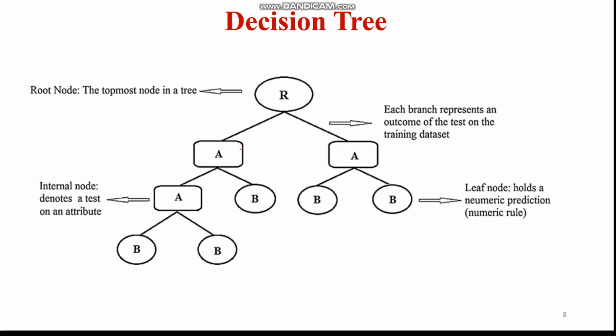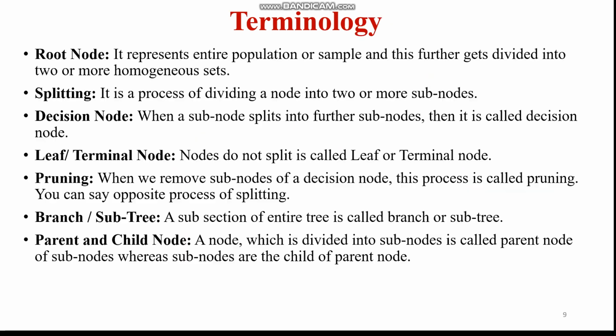So this is the structure of a decision tree where the root node is the topmost node of the tree, which is also known as a parent node in this case. We have branches, and these branches represent an outcome of the test on the training data set. The nodes which have certain children, like this one and this one, are the internal nodes that denote a test on an attribute. And the leaf nodes basically hold the prediction, which may be a class for classification, and a continuous value in a regression case.